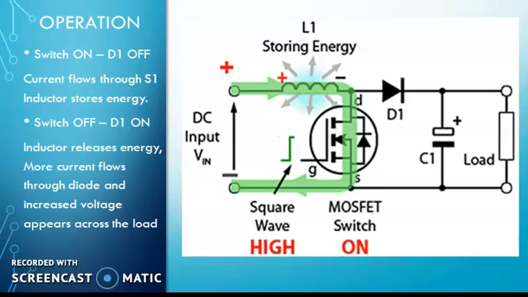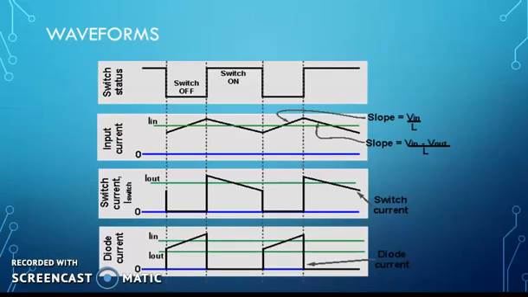So when the switch is on, at that time the capacitor is already charged. So whatever voltage is across the capacitor, that will appear across the load. And when the switch is off, the voltage across the inductor appears across the load. It means the output voltage is double the input voltage. Here in the waveforms, when the switch is off, no current flows through the switch, but maximum current flows through the diode. And when the switch is on, the maximum current flows through the switch and no current flows through the diode.